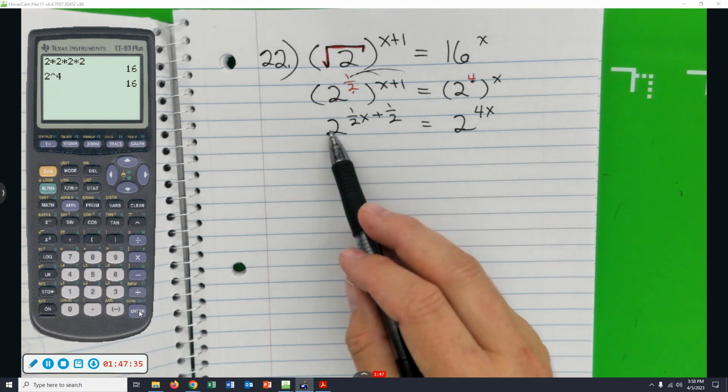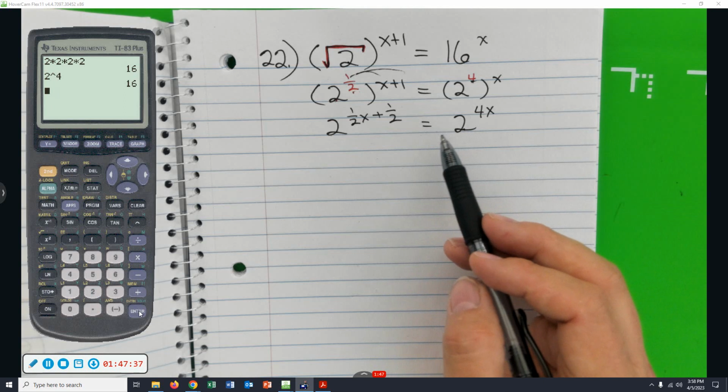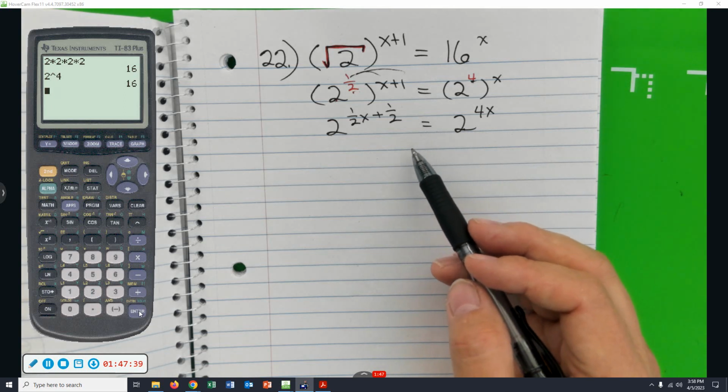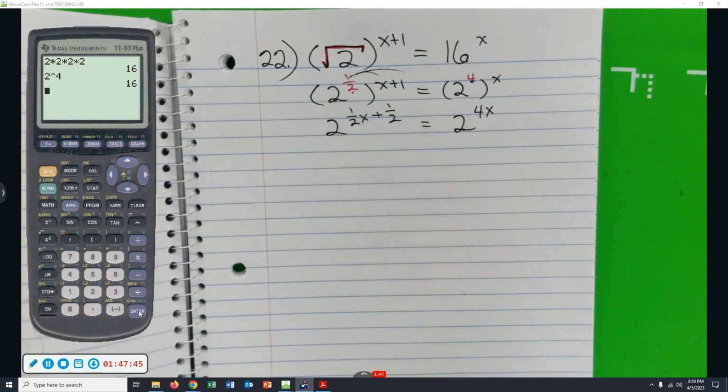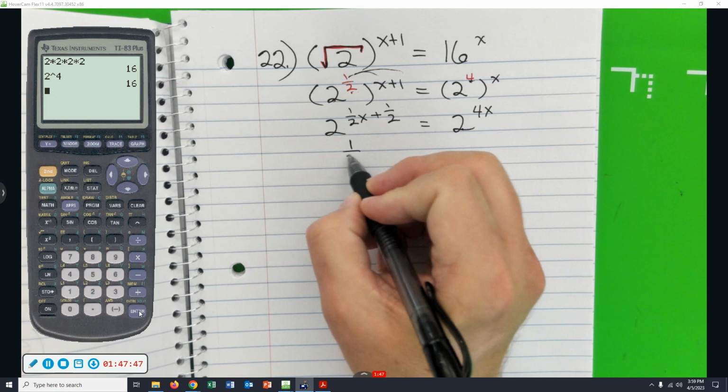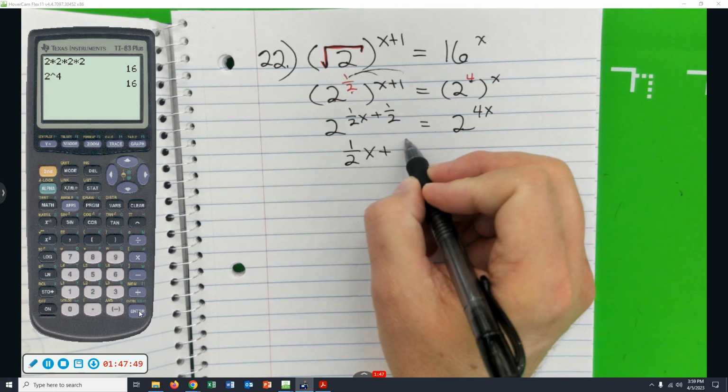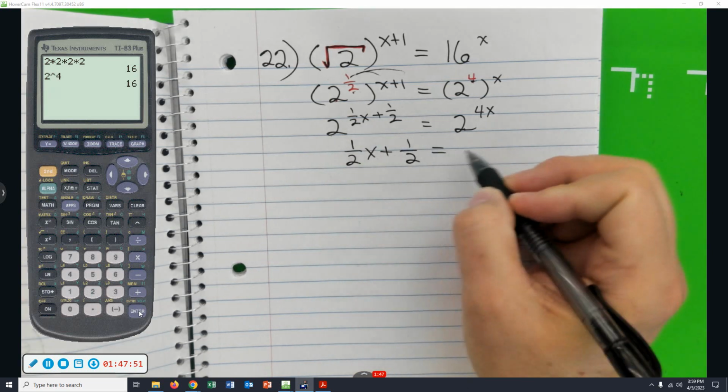Any questions? Y'all are following? We drop the 2. We set the exponents equal: 1/2 x plus 1/2 is equal to 4x.